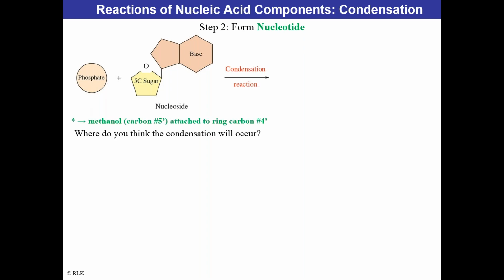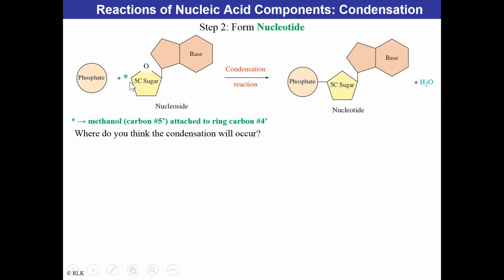And where do you think that's going to occur? That's going to occur at that number 4 position, right, where you had that methanol that was attached. In this particular case, here you have the phosphate attached then to the sugar that had already been attached to the nitrogenous base in the nucleoside environment. Now, this new bond is called a phosphoester, all right?